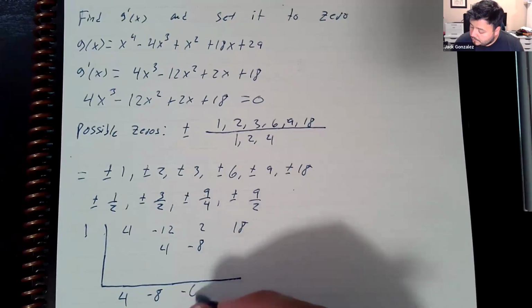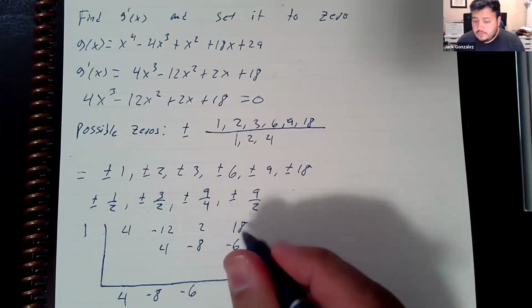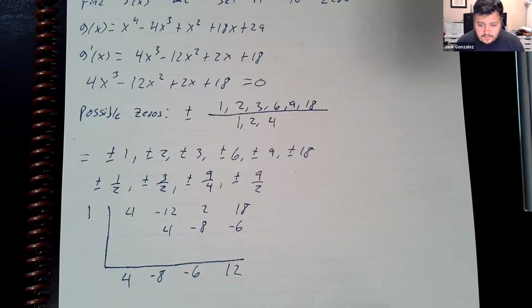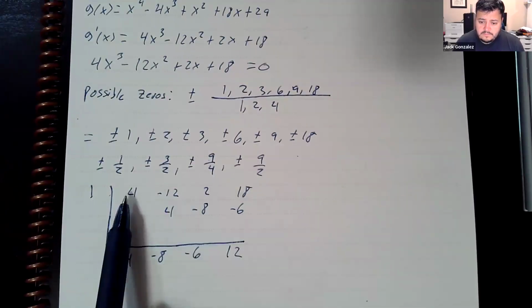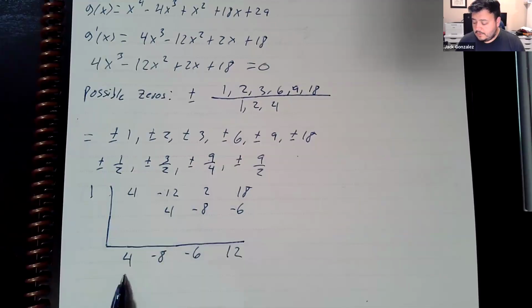1 times -6. Add these up: 12. So let me go through it again. You put the 1 there, then you put all the coefficients of your polynomial. But you have to have every single power included. The first one, you just bring the 4 down. You bring the leading coefficient down to the bottom.